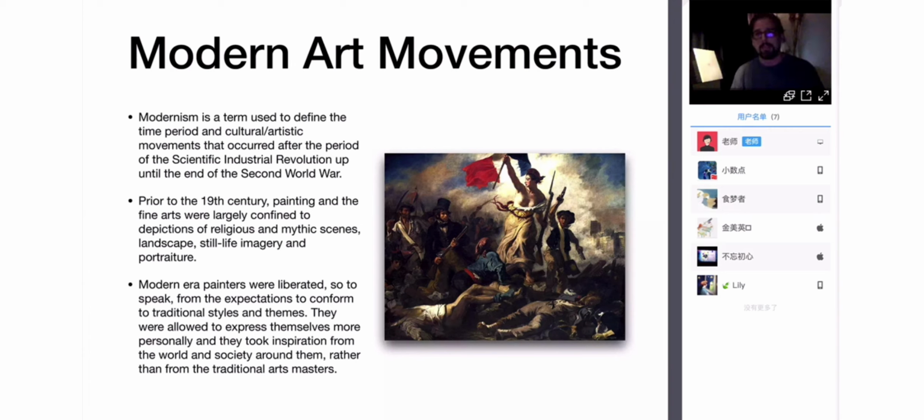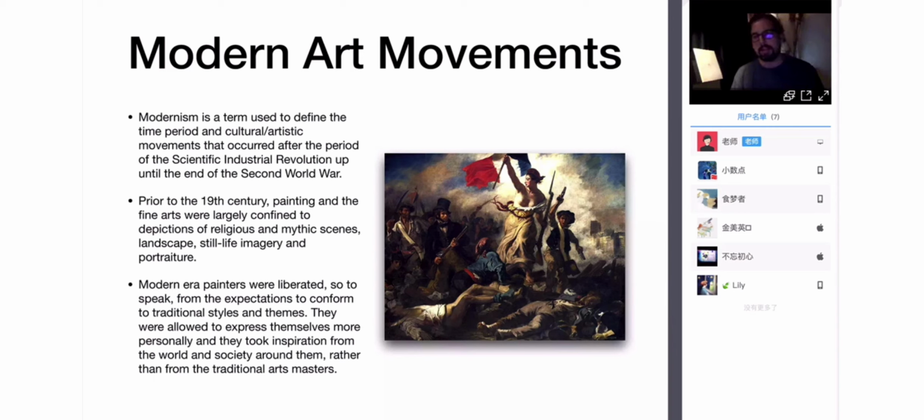And what does it symbolize? Well, it symbolizes the French Revolution, the people's popular democratic uprising against the monarchy, and all of the ideas and philosophies associated with that. Modern era painters, so the painters that came after this period, were liberated, so to speak, from the expectations to conform to the traditional styles and themes.